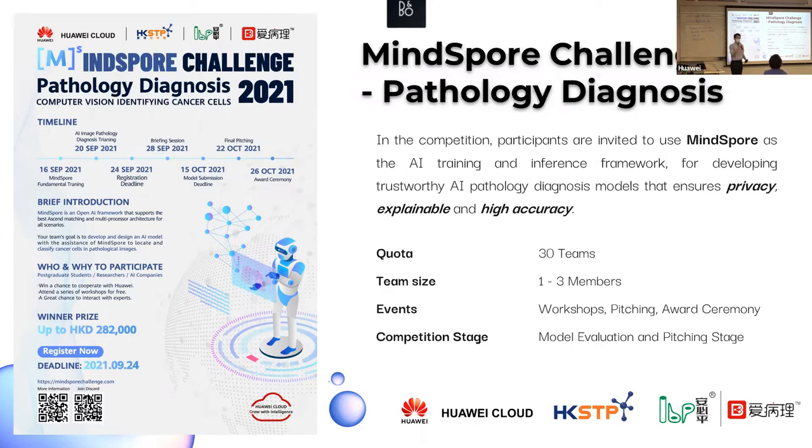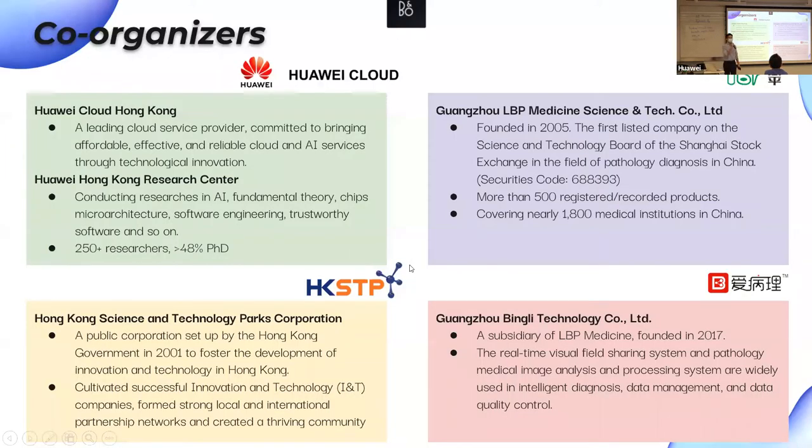So who are we? We are Huawei, Hong Kong Science Park, and Ambipin and iBingli. We are the organizers here. From Huawei, we have Huawei Cloud Hong Kong and the Huawei Hong Kong Research Center. Huawei Cloud is a leading cloud service provider committed to bringing affordable, effective, and reliable cloud and AI services through technological innovation. In today's training workshop, we will have a chance to use Huawei Cloud ModelArts to train your model.